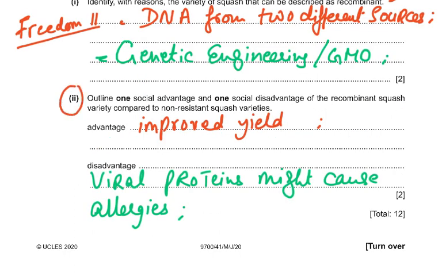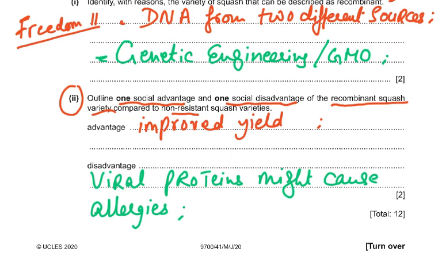Part 2 of the question was to outline one social advantage and one social disadvantage of the recombinant squash variety compared to the non-resistant squash varieties. Number 1, naturally, we're going to improve the yield, so we're going to have more money and we're going to have more crop.